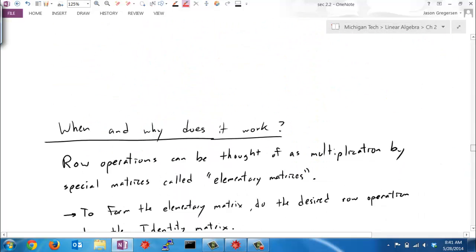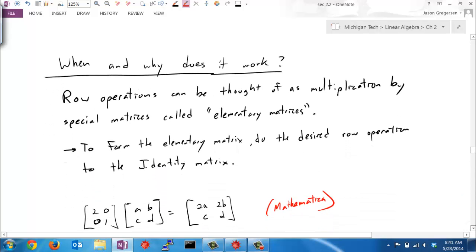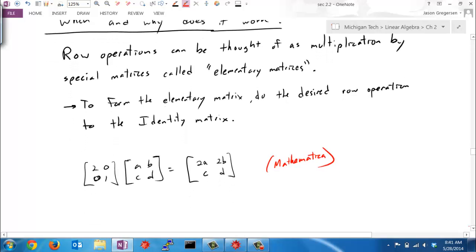Okay, so let's talk more about why this process works. Row operations can be thought of as multiplication by special matrices called elementary matrices. To form these elementary matrices, all we do is do the desired row operation to the identity matrix. That's a lot of words. What does that actually mean?